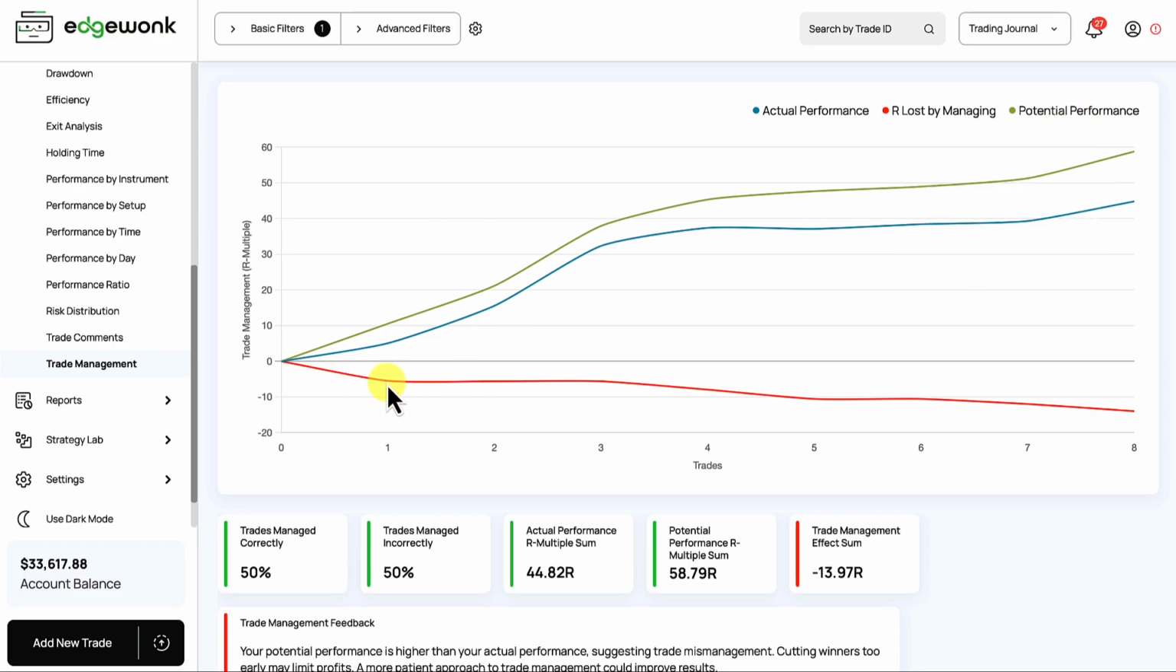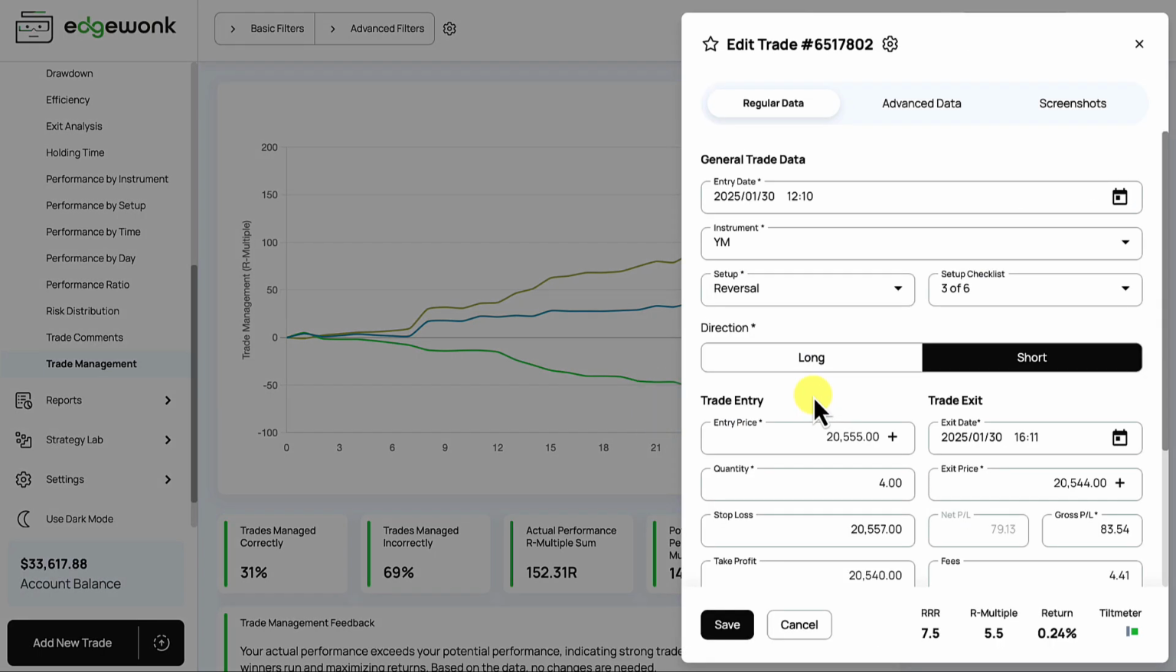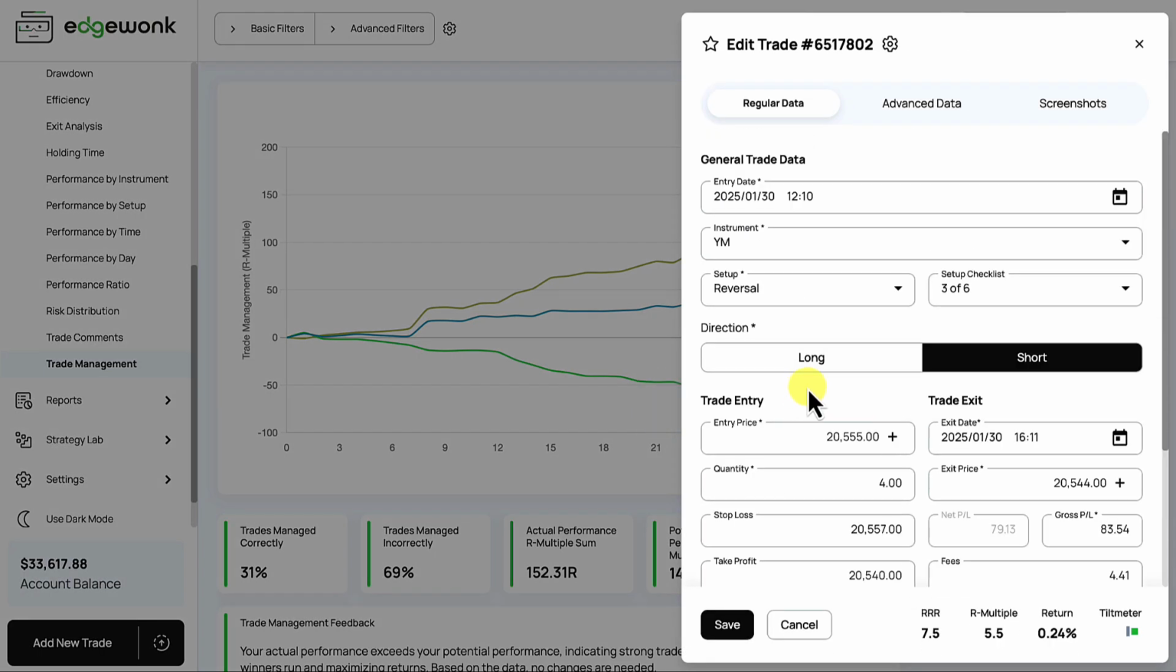Every time you see a dip in this red line, which is called R lost or R gained by managing, this means that you have mismanaged the trade. So it can really pay off to actually click on the data point that is behind a dip because it brings up the trade and then you can start exploring the trade and see what was going on here.